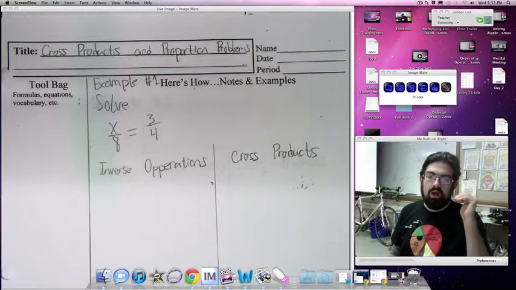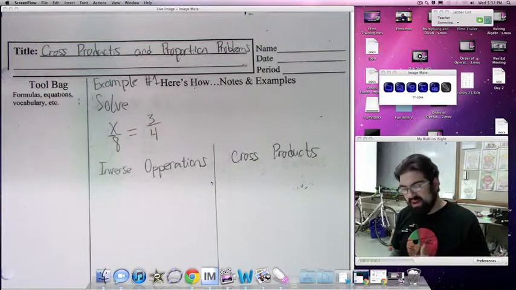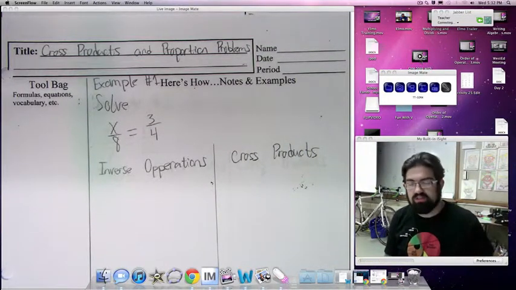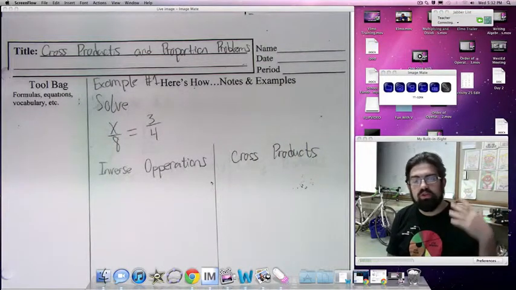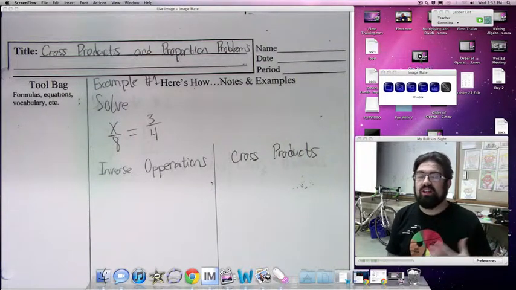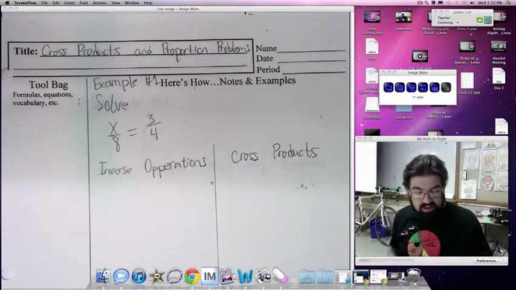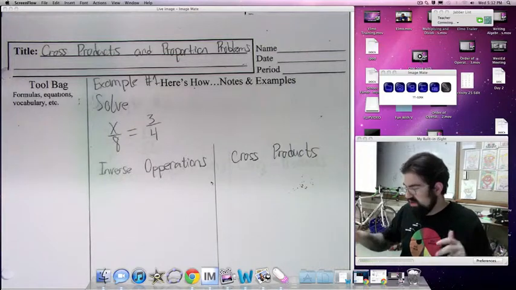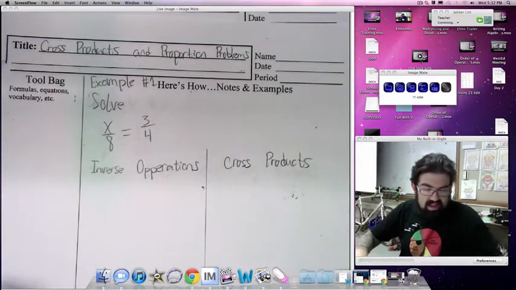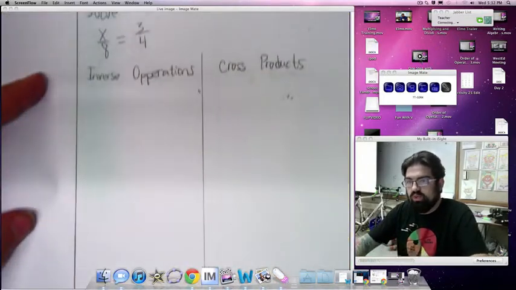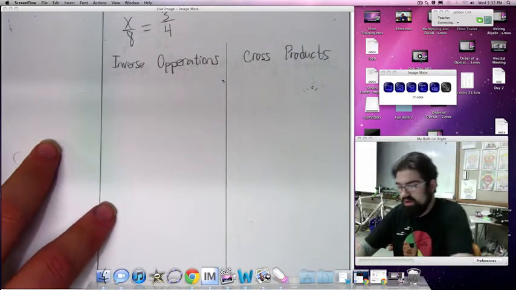Example number 1. We're going to solve x divided by 8 is equal to 3/4. We're going to solve for x. This is a great question because it's something you've done before. You actually had this on a warm-up question probably, and we know how to do this with equations. That is the main thing to keep in mind, that this is not something radically new. This is something that you have seen before.